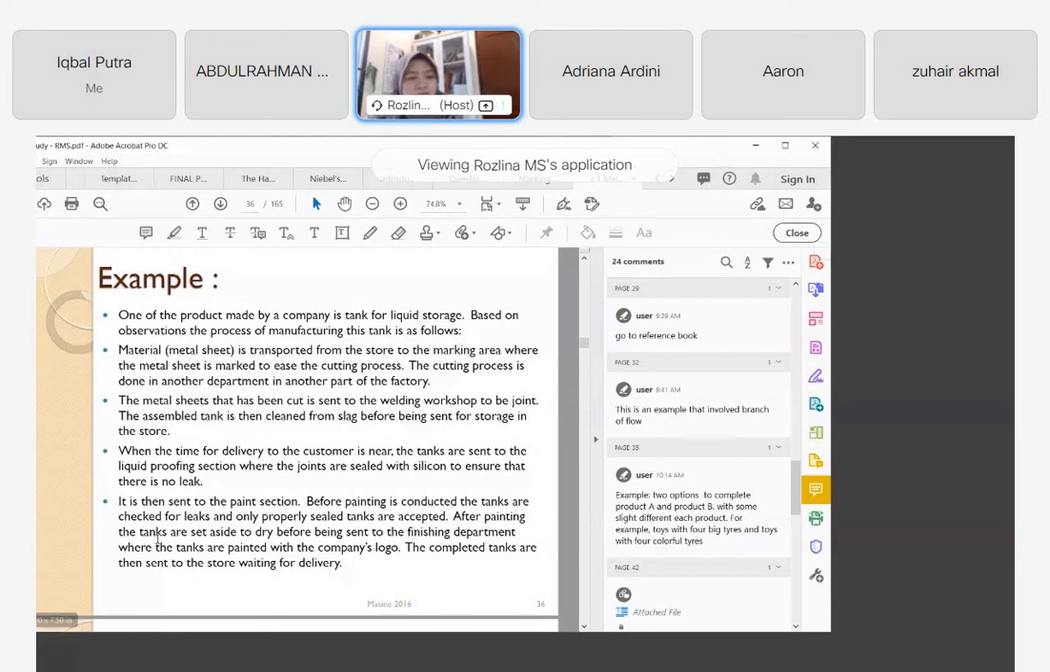After painting, the tanks are set aside to dry before being sent to the finishing department, where the tanks are painted with the company's logo. The completed tanks are then sent to the store waiting for delivery. Who wants to try?